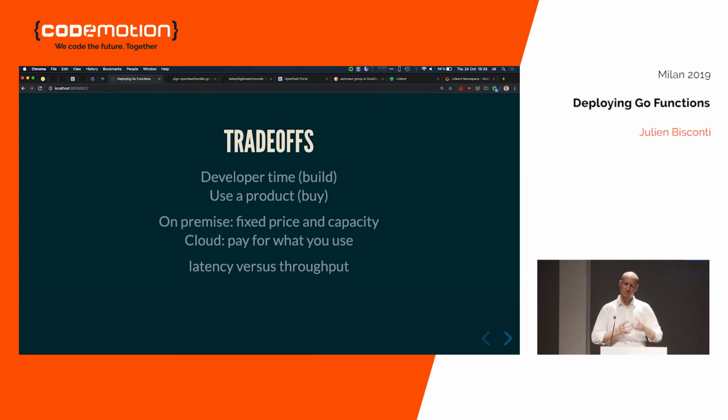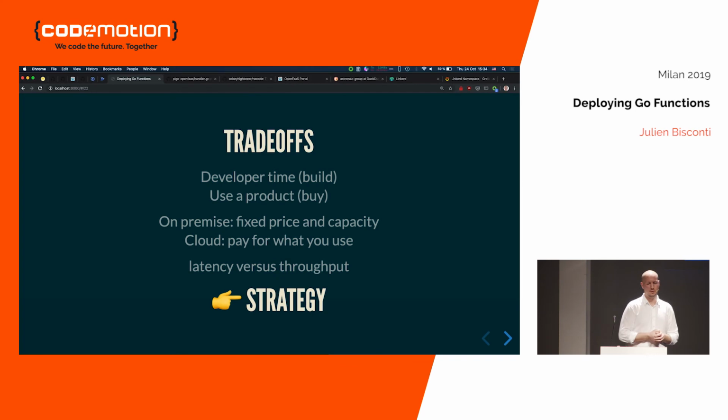And also the trade-off is that if you're on-premise or if you're in the cloud, on-premise you have fixed capacity. In the cloud you pay for what you use. So the strategy you're going to have is different. And again, if you have a service that is latency critical versus throughput critical, meaning do you need the answer fast or do you need to handle a lot of answers? This depends on your strategy.